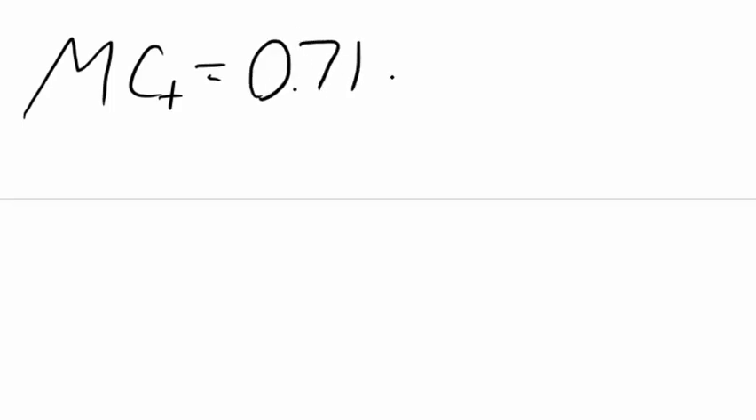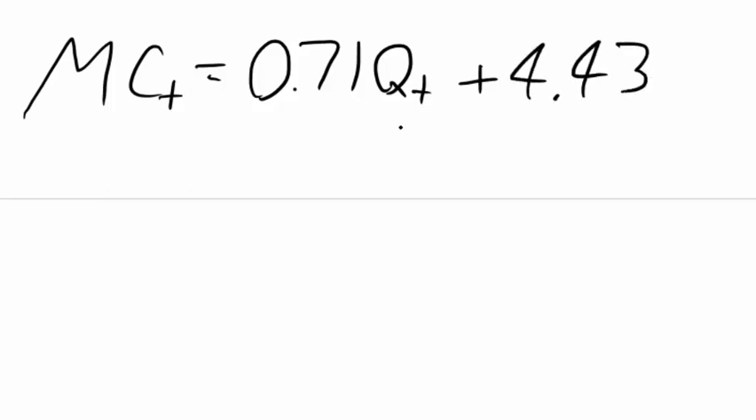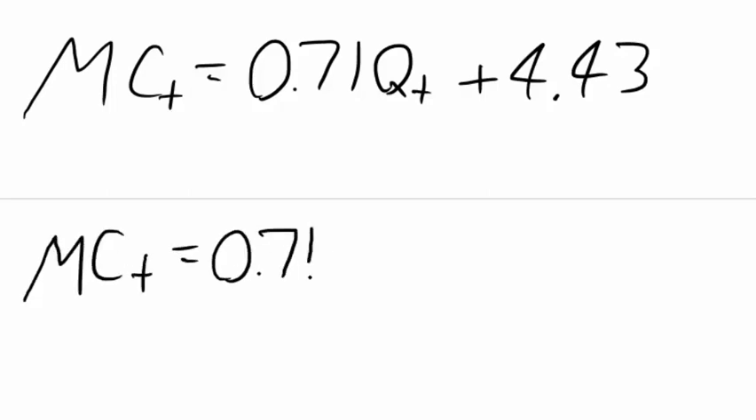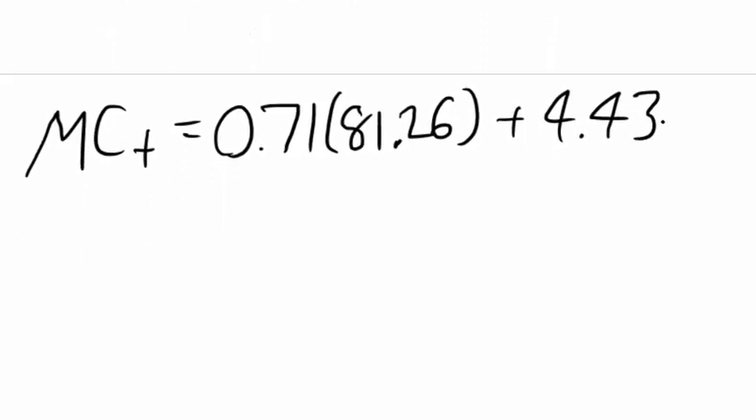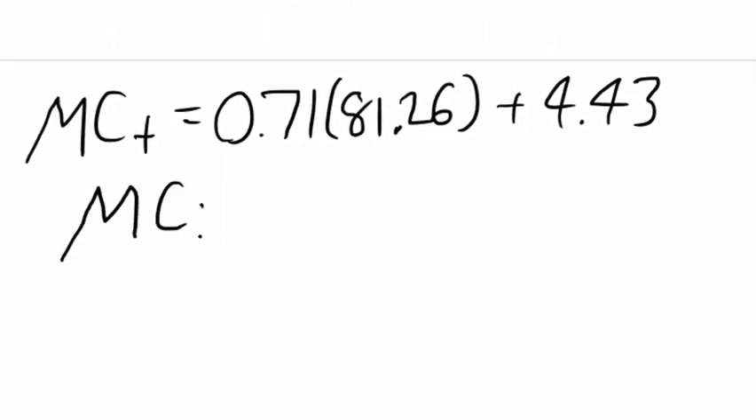In order to do that, we have to look back at our marginal cost total function, which was 0.71 times QT plus 4.43. Now we know what quantity total is, so we can plug that in to our marginal cost function. So we get 0.71 times 81.26 plus 4.43. And by plugging that into a calculator, we get a marginal cost of 62.12. So this is how much it costs to produce one more of each good from either factory.